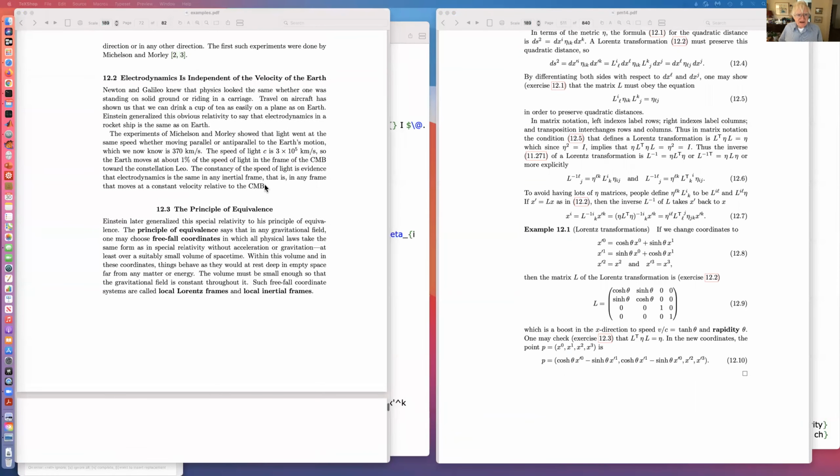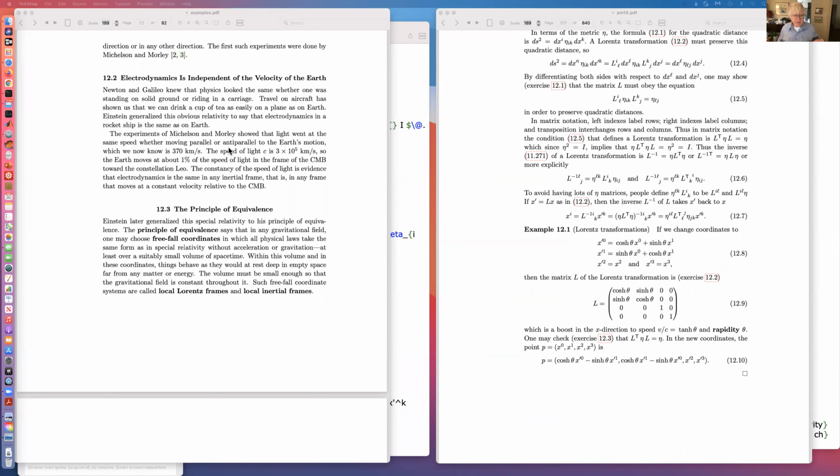And what Einstein did in special relativity was he interpreted that as saying that electrodynamics is the same in any inertial frame. So if you have any laboratory that's moving at a constant velocity relative to the CMB, although he didn't say it that way, the electrodynamics would look the same, no matter how fast or in what direction your laboratory was moving, as long as the velocity was constant.